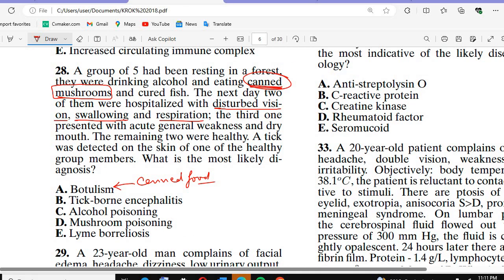The canned food would have the exotoxins, and they disturb vision, swallowing, and respiration, because in the respiratory system we have loads of muscles. Those muscles will be disturbed, and once the muscles are disturbed, there is a problem in respiration. And the third one presents with acute general weakness and dry mouth. The remaining two were healthy. A tick was detected on the skin of one of the healthy group members. So what is the most likely diagnosis? That is botulism.